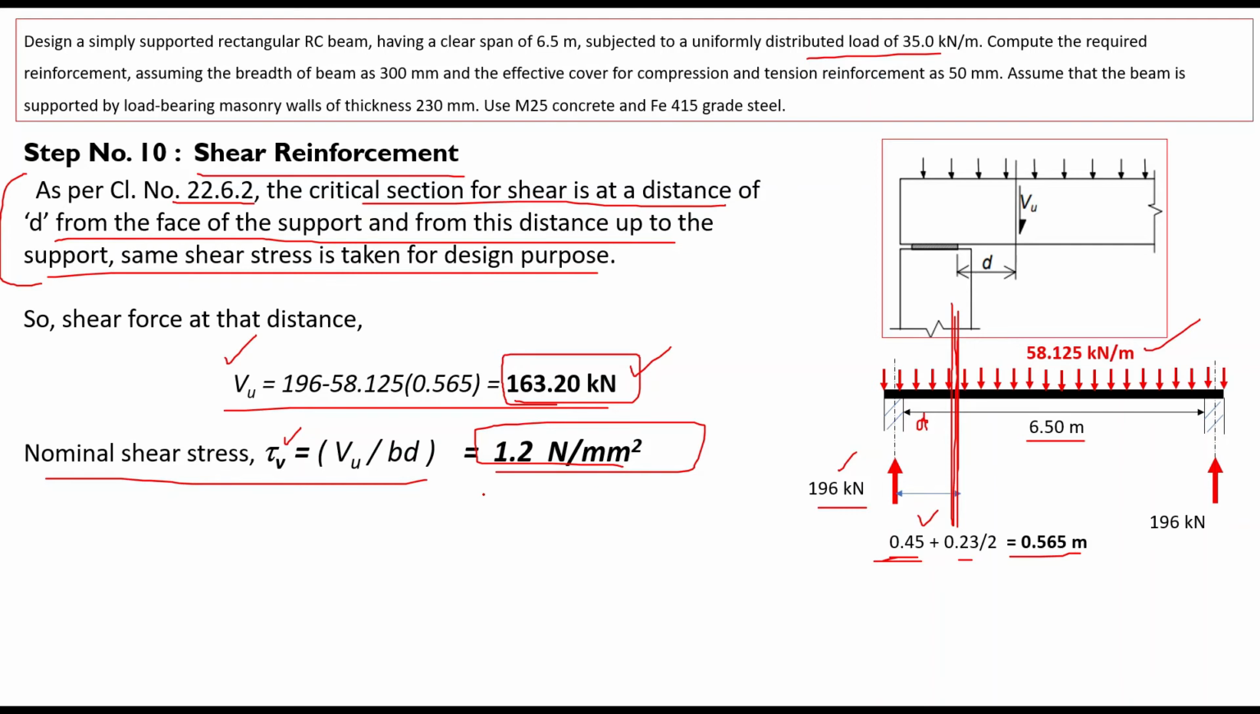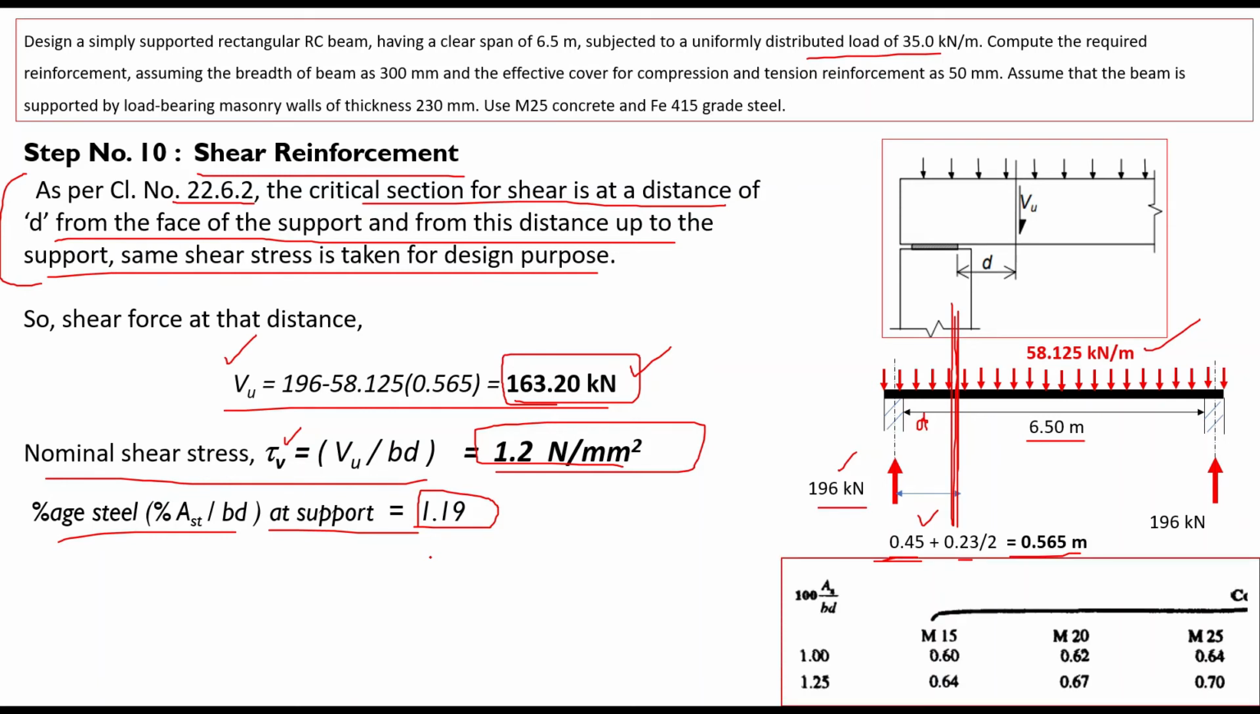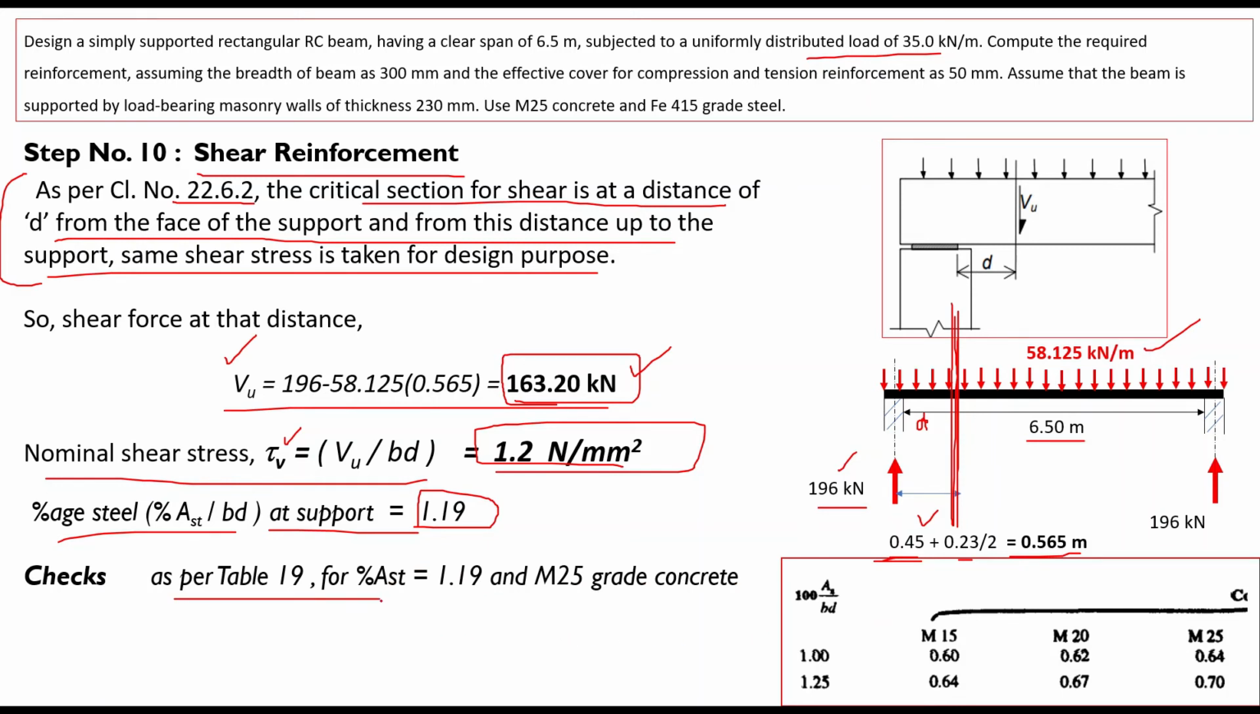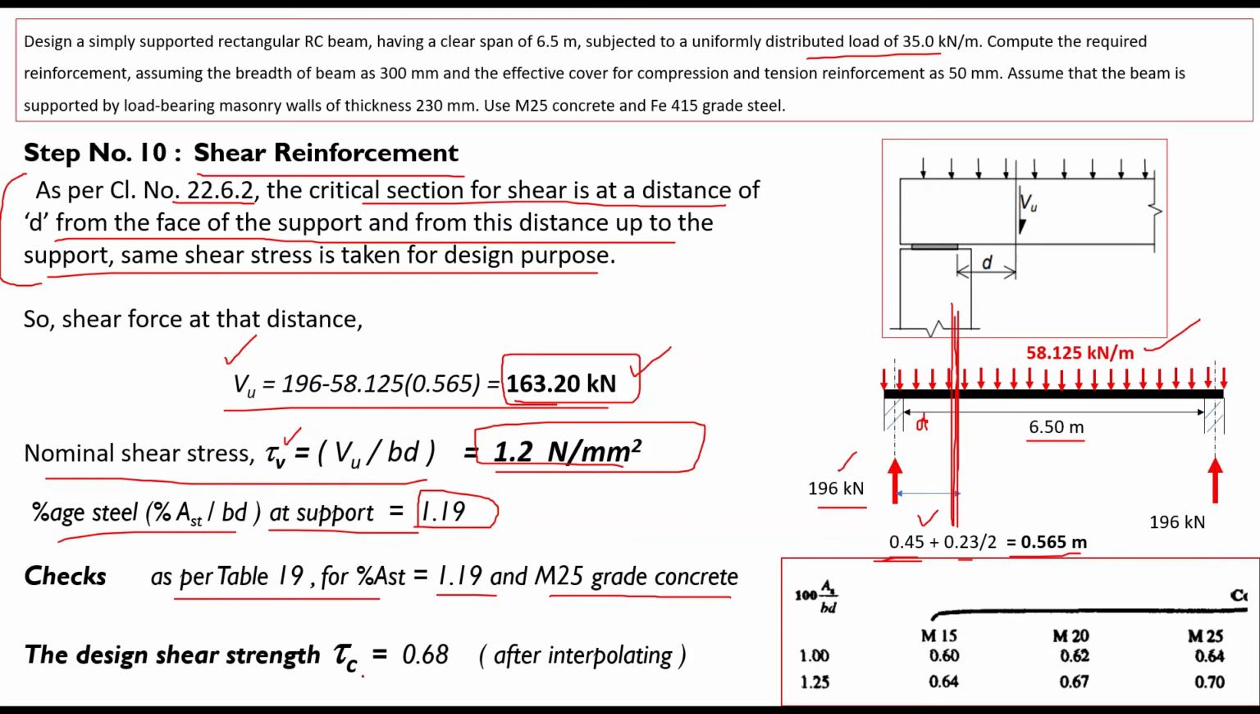So now we have to find out what is tau C. So based on percentage of steel, and you may remember that there was table number 19, and at a support level how much steel was provided, that was 1.19 which we have provided, and based on that steel value we are able to pick the value of tau C. So as per table number 19, by providing percentage of steel and M25 grade of concrete, we are able to pick the value that tau C comes out to be 0.68 after doing the interpolation.